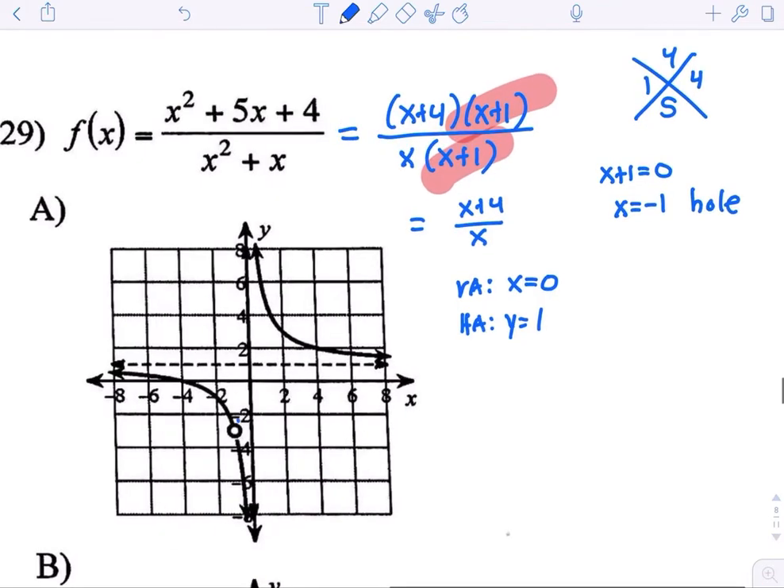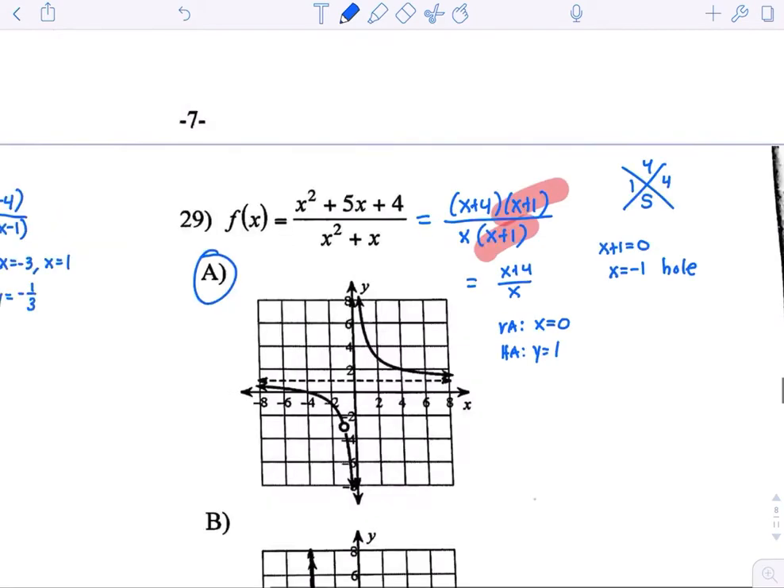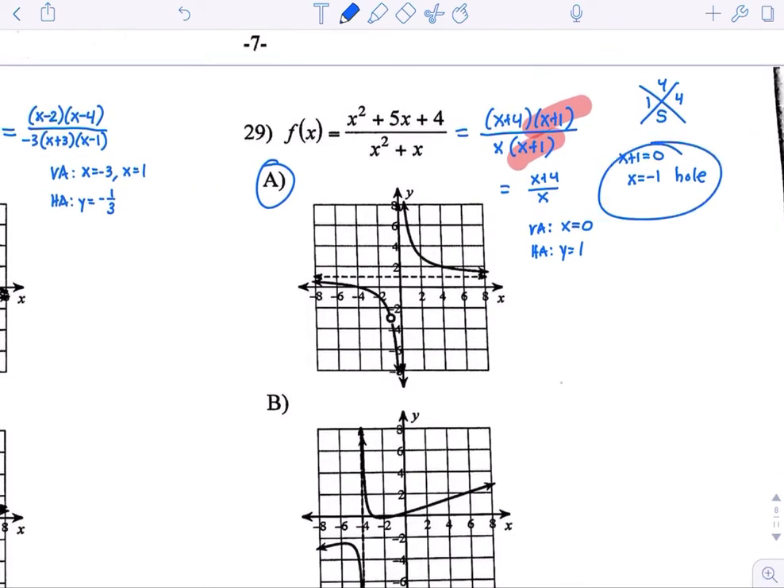This one has a hole at -1, right? X equals -1 on this line right here. So that one has a hole. It has a vertical asymptote at 0. And it does have a horizontal asymptote at 1. So it's actually A.